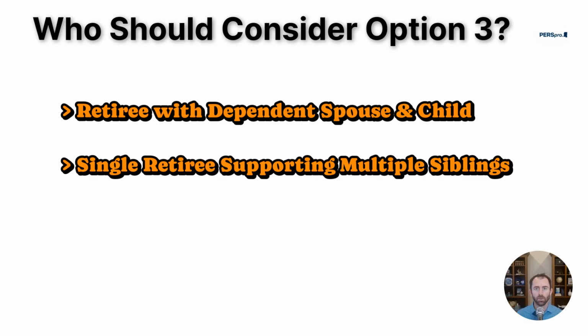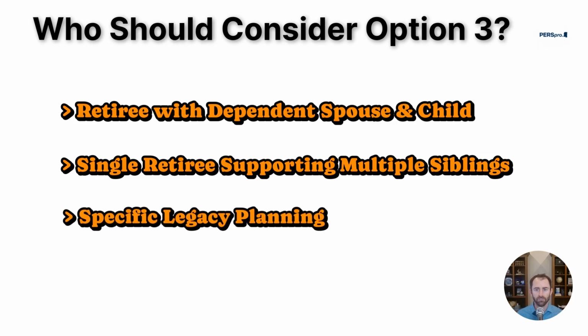Single retiree supporting multiple siblings. If you are single and live with and fully or partially support 2 siblings or other family members, option 3 allows you to split the survivor protection equally between them so you can continue supporting them.